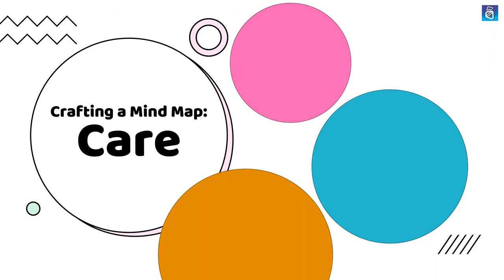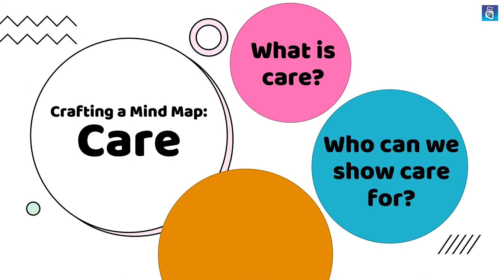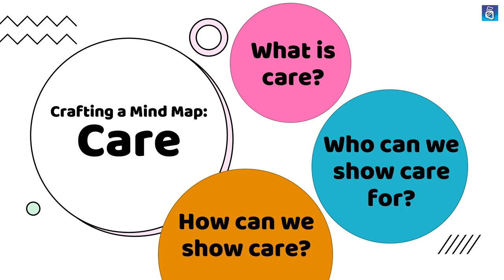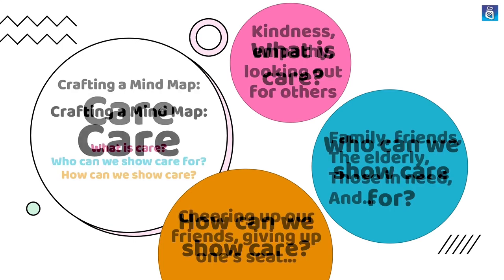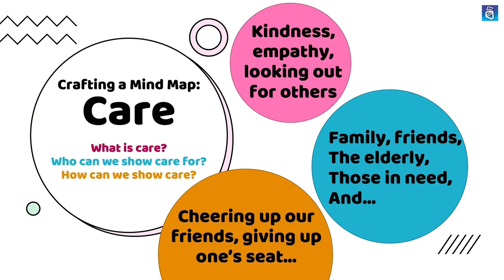Here are some questions to think about. What is care? Who can we show care towards? And in what way can we show care? Perhaps care is looking out for those around us, such as our friends and family. Maybe we can show care by helping the more vulnerable, such as the elderly. There are many small acts of care that one can do. What other ways to show care can you think of?